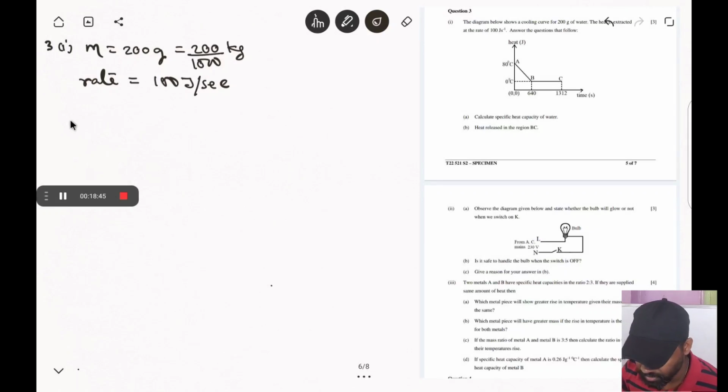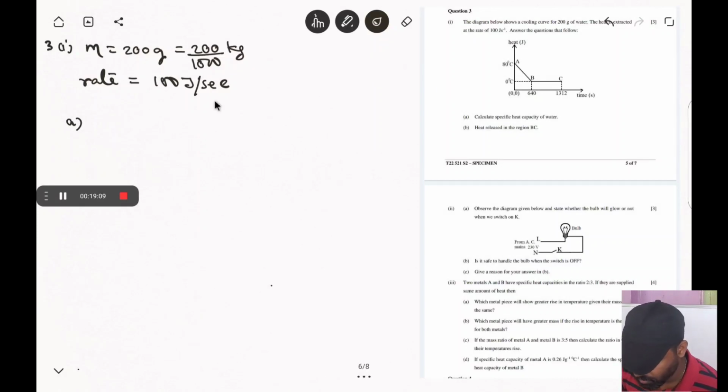Now look. Number A, what they have asked. Look at the diagram carefully, okay? Calculate specific heat capacity of water. Now look over here. Answer the following question. Heat released in the region BC and calculate the specific heat capacity of water.